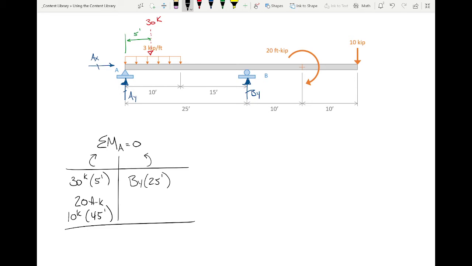So that's the big point I wanted to make, is that you do not multiply a concentrated moment by a distance. Like, it's not 20 times 35, because that is where it is. And if you do 20 times 35, take your hand, do that. No, don't do that. All right, so 30 times 5 is 150. 10 times 45 is 450. So 150, 450, 600, that makes 620.